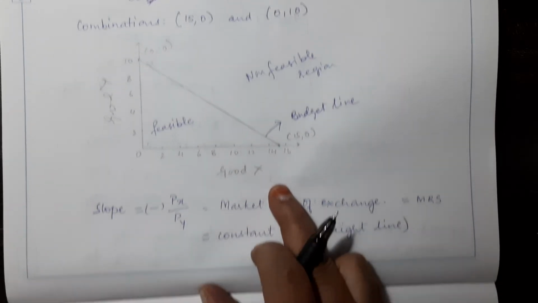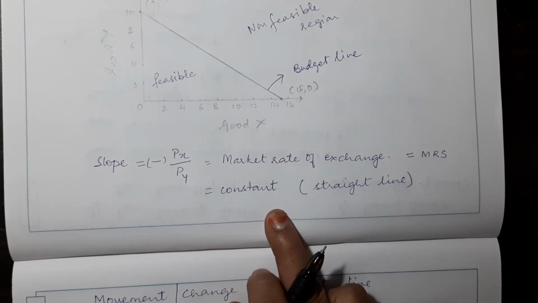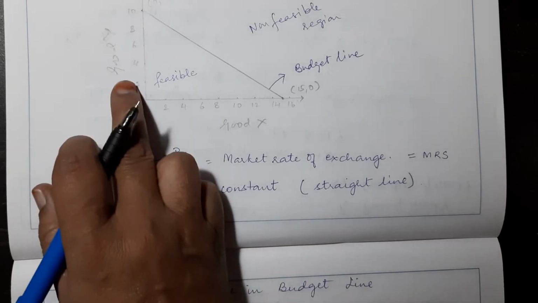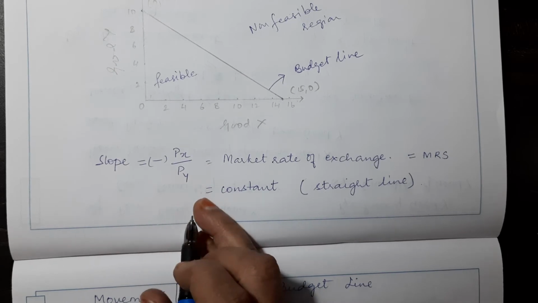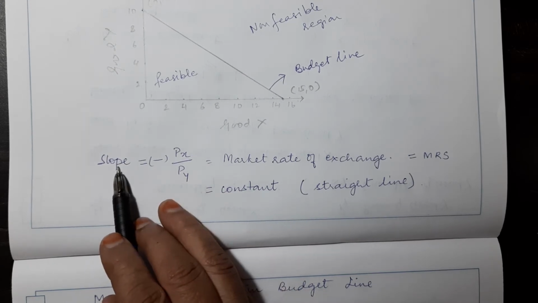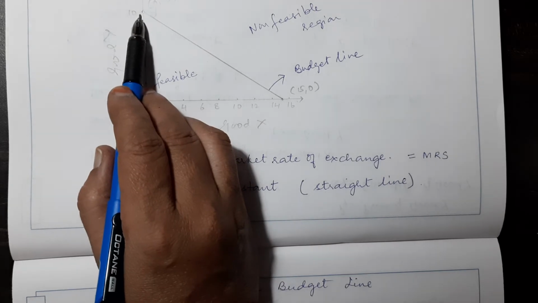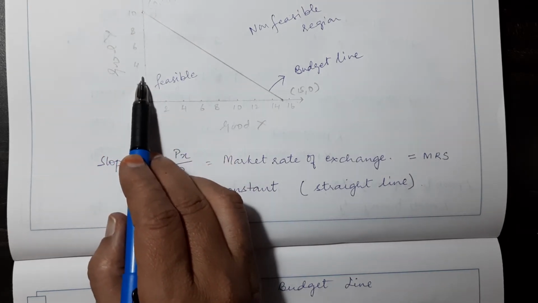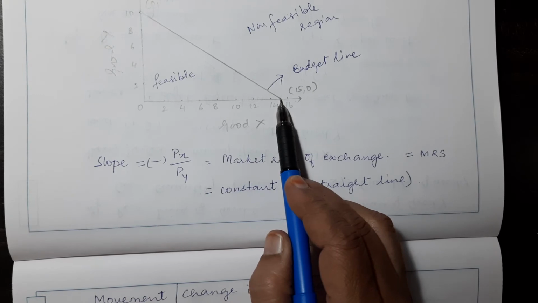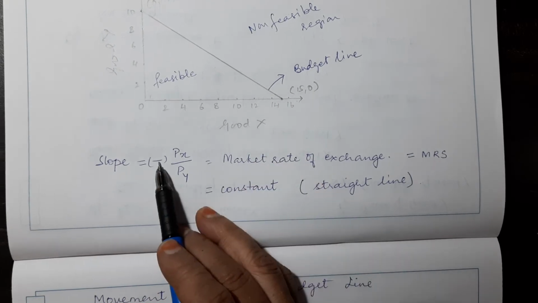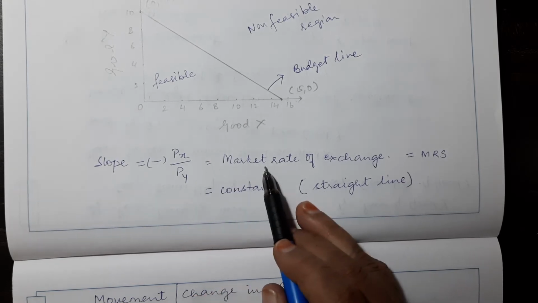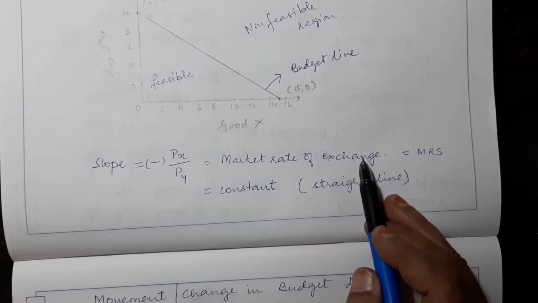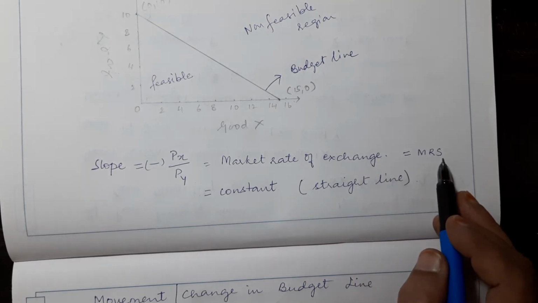Now that's a straight line, so the slope will be a constant. What is happening over here is the prices are given to us. And so the slope will be given by a negative slope, since we need to sacrifice some of the units of good y in order to increase the consumption of good x. So it will be given by a negative slope of Px by Py, which is otherwise called the market rate of exchange. Or in terms of the IC, it will be called the marginal rate of substitution.